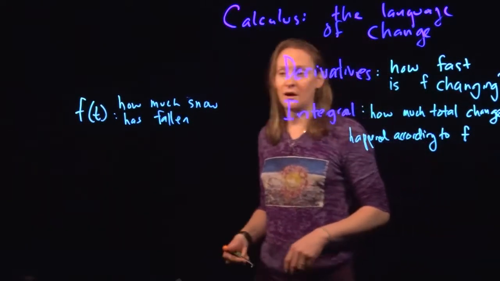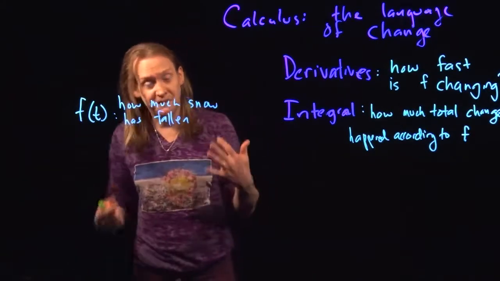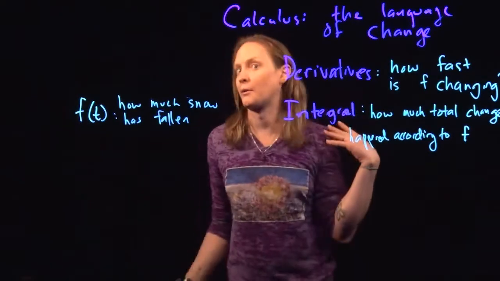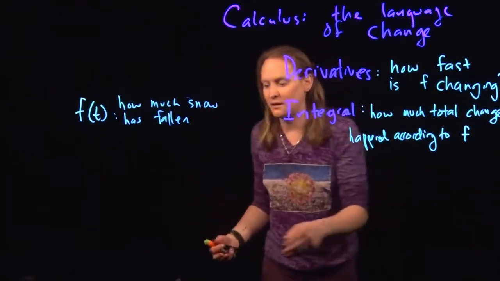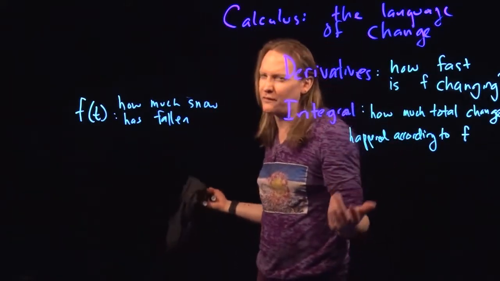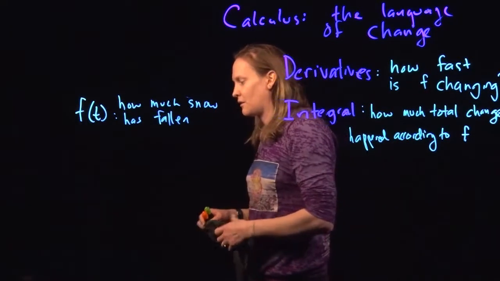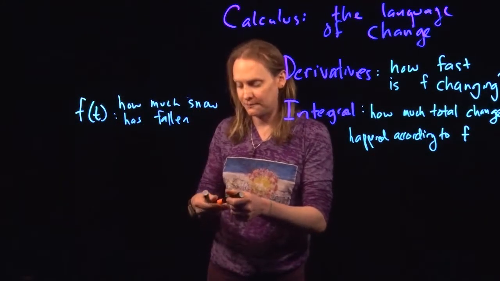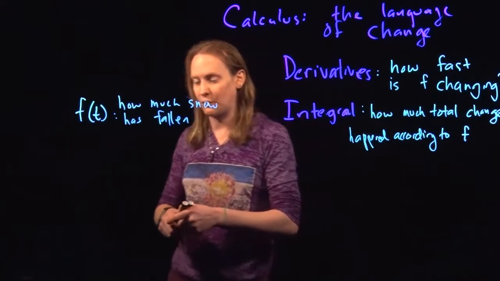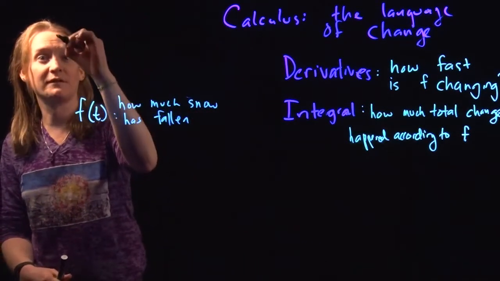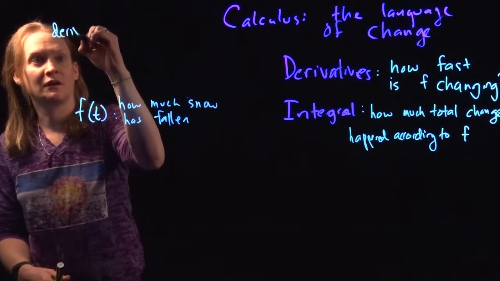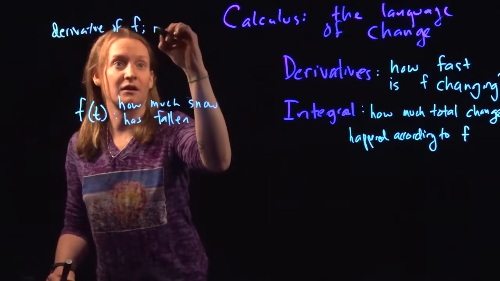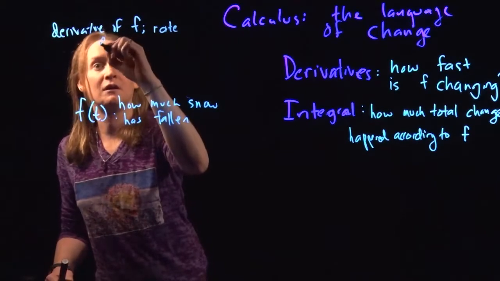Okay. So now I want to know how fast the snow is falling. Are we getting an inch an hour? Are we getting like 3 inches an hour, a crazy snowstorm? Am I getting like a quarter of an inch an hour? So how do I measure the rate of snowfall? That's the derivative of f. The derivative of f is the rate of snowfall.